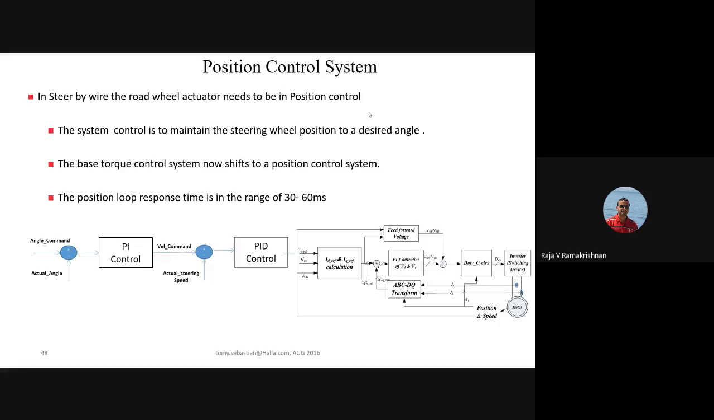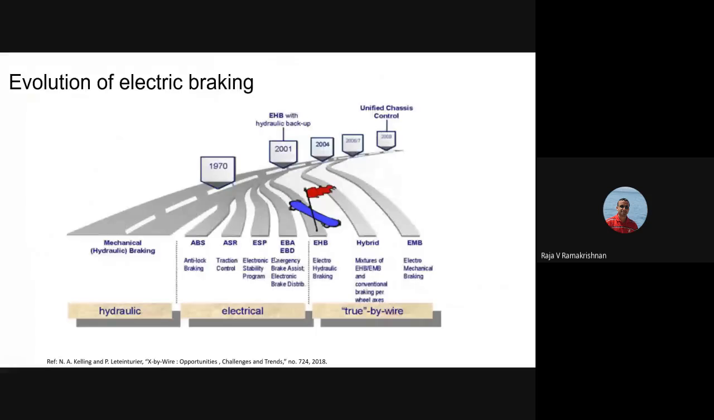In steer-by-wire, the road wheel actuator needs to be in position control. The system control is to maintain the steering wheel position at a desired angle. The base torque control system now shifts to a torque position control system. Earlier, I showed you this diagram for EPS. On top of that, for the road wheel, where the position control is added, you quickly see that there is an angle control also adding up. This was a torque control, which was a current control inside. Now we have an angle loop and a velocity closed loop, which act to provide the torque. So that's what happens in the road wheel now.